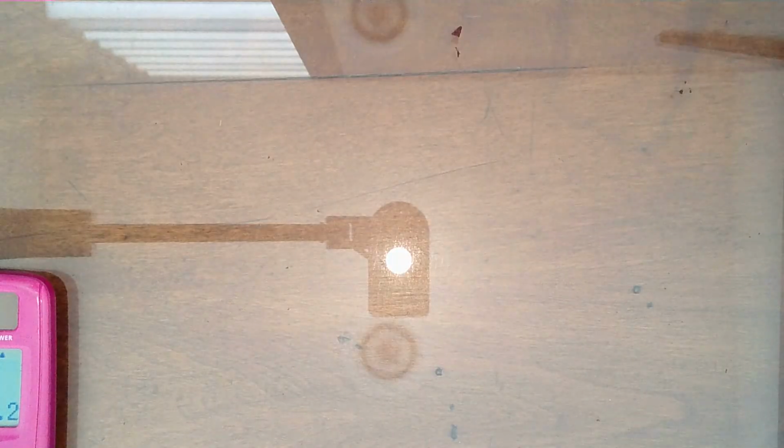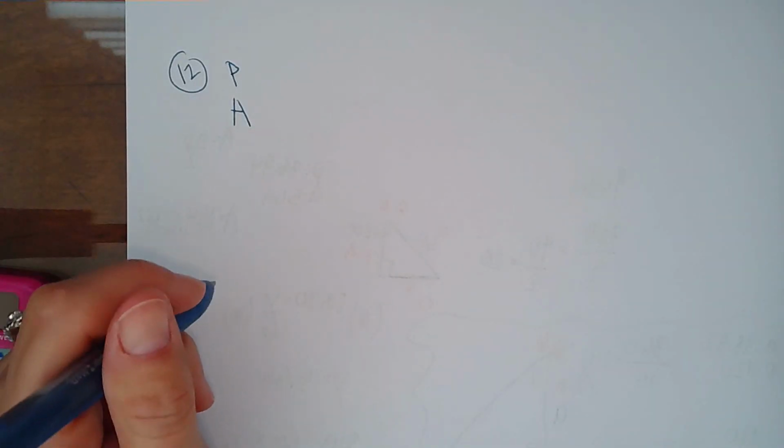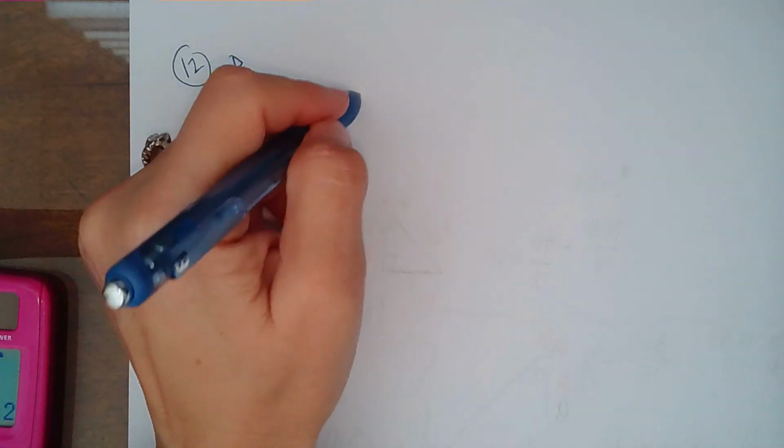And then I will do number 18 with you guys. All right, so here's number 12. It wants us to find the perimeter, and it wants us to find the area. Well, in order to find the area, we actually need to know the perimeter. And this figure I can draw.